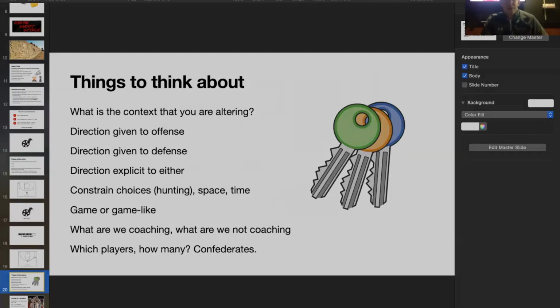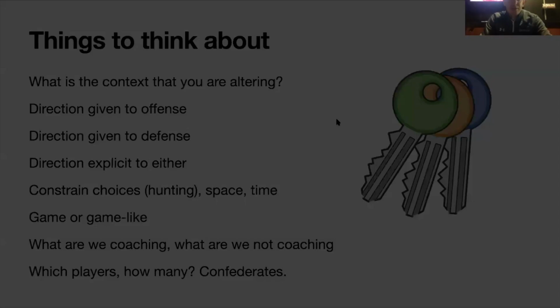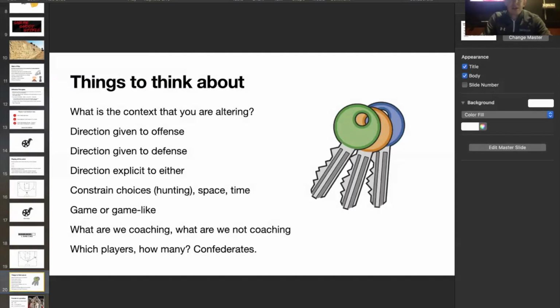I guess I can go back to this one. Let's do this, actually. This guy. All right, so I think the things that are important to think about when you're applying the constraints or rules, or however you want to view these things, to your game, is what is the context that you're altering. So do you want to give direction to the offense? Do you want to give the direction to the defense? Do you want to give it to both? Do you want to be explicit to either?